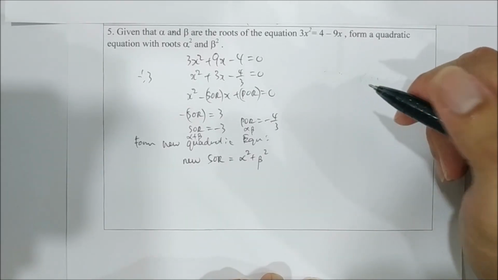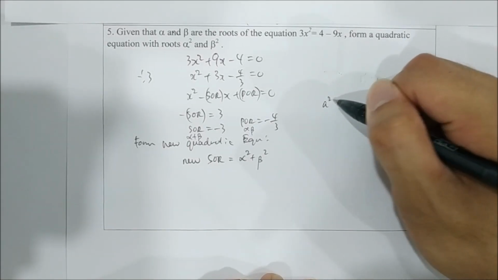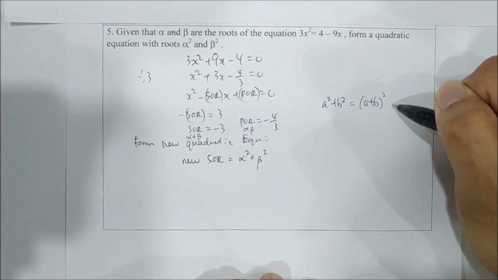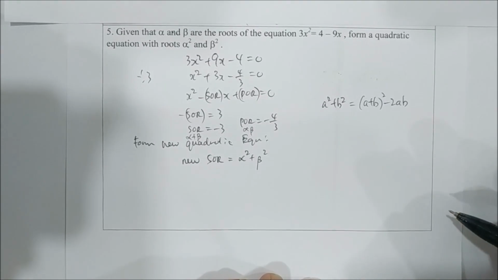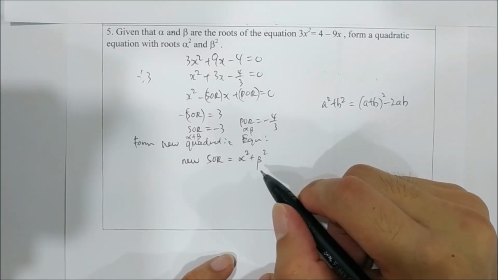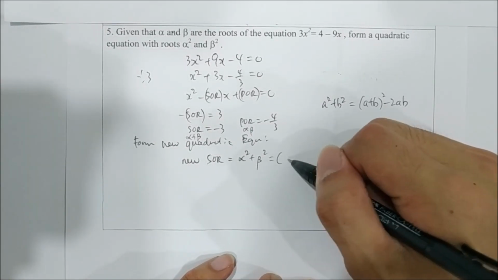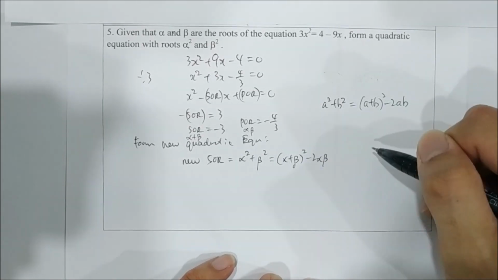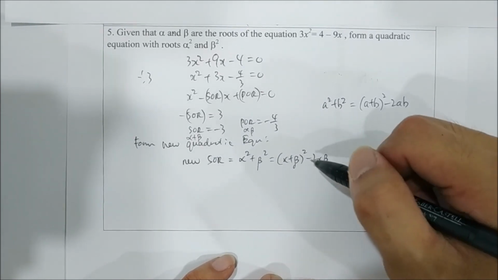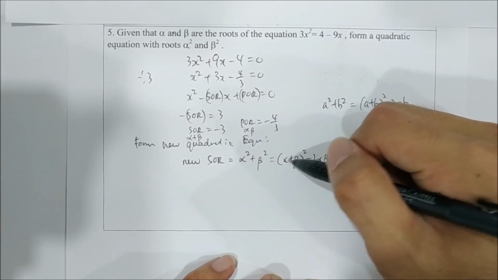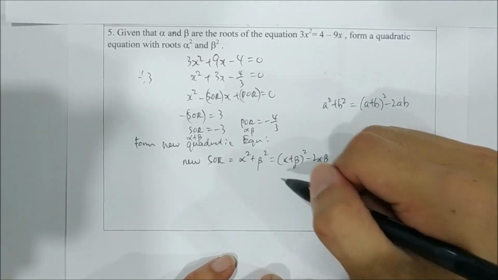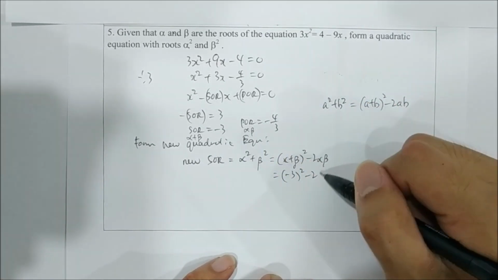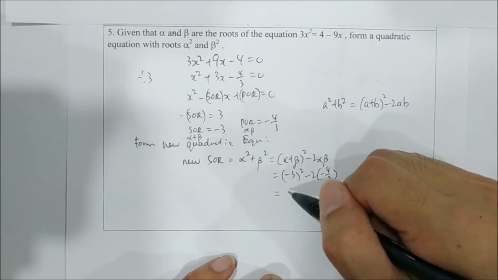So we can use the property of a squared plus b squared is actually equals to a plus b squared minus 2ab. So alpha squared plus beta squared is actually equals to alpha plus beta squared minus 2 alpha beta. Then we fill in the values. Alpha plus beta is negative 3, so it's actually negative 3 squared, minus 2 alpha beta, which is negative 4 over 3.